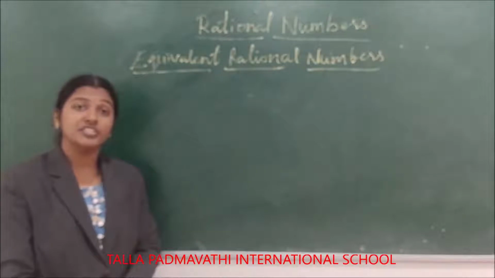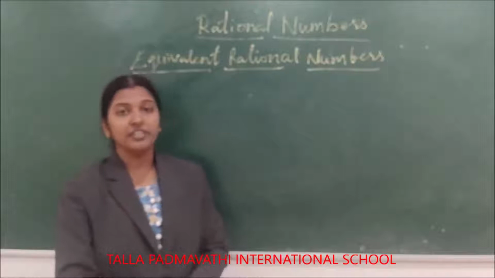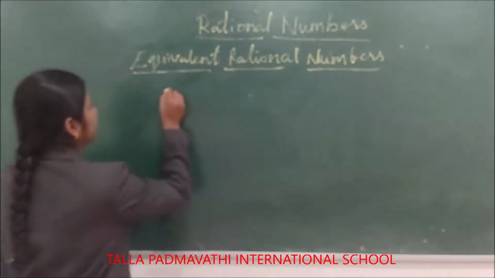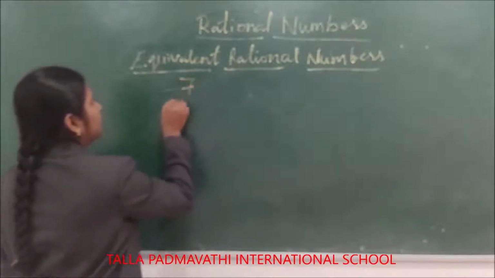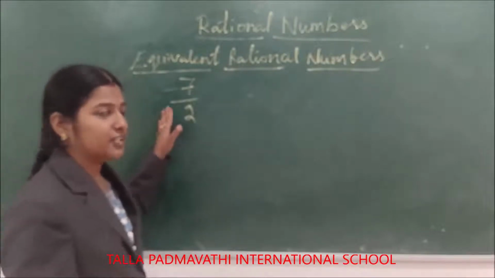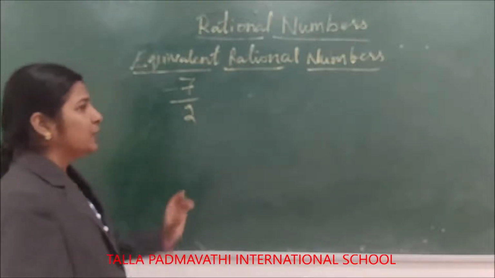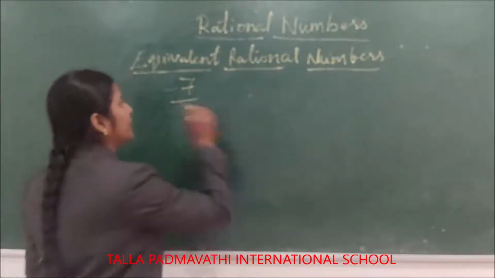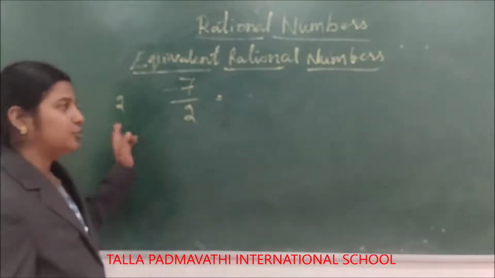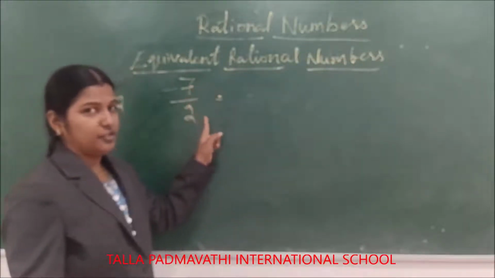Now let us see equivalent rational numbers. What are equivalent rational numbers? We have seen equivalent fractions, right children? Like that we have even equivalent rational numbers. So for that let us take a rational number, that is minus 7 by 2. So what are the equivalent rational numbers for minus 7 by 2? So nothing children, it's very easy. You take a number. Suppose here I am choosing a number 2. So this is the numerator and this is the denominator.